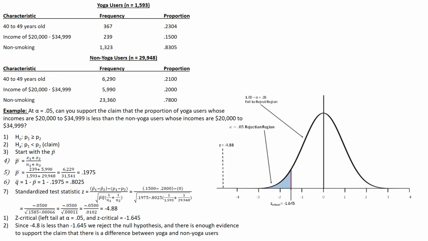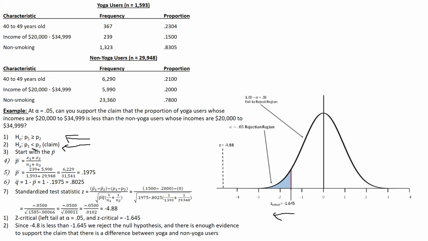Let's look at the yoga users again. This time, we are going to look at the number of people who make incomes between 20,000 and 34,999. The claim is that the proportion of yoga users in that income level is less than. So less than means it's going to be the alternate hypothesis, and it's pointing towards the left, so it's left-tailed. Which means the null has to be greater than or equal to, so P1 is greater than or equal to P2.